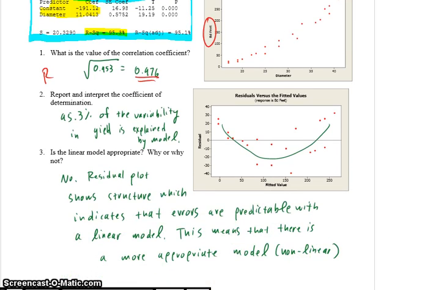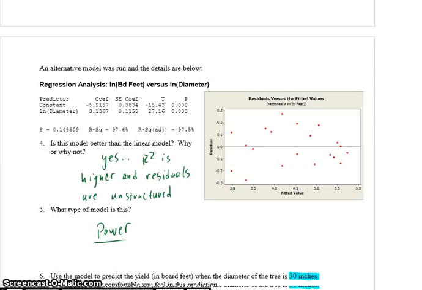Number 3, looking at the residual plot, I see structure there. There's curvature. There's a pattern to the errors. So a residual plot that shows structure indicates that errors are predictable with a linear model, which means that there's a more appropriate model out there, which would be a nonlinear model. All right, so that's number 3. And I'm going fast, but remember you can pause this at any time.